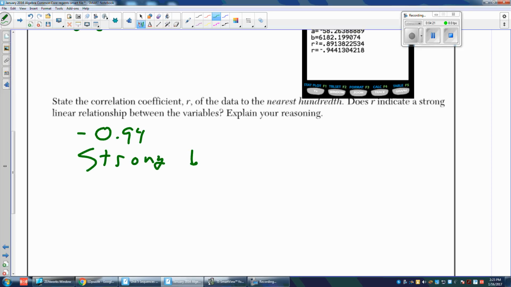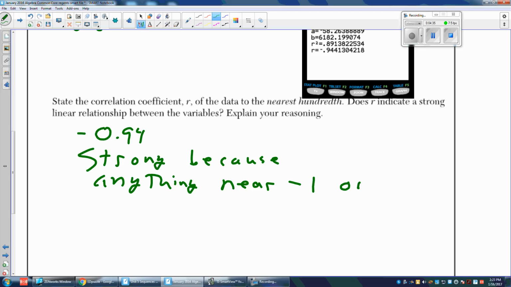Strong, because anything near -1 or +1 is strong. Period. That's it for this question.